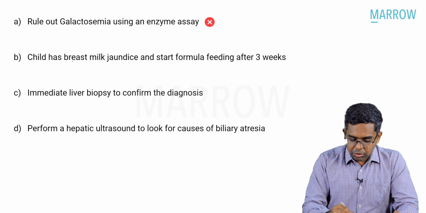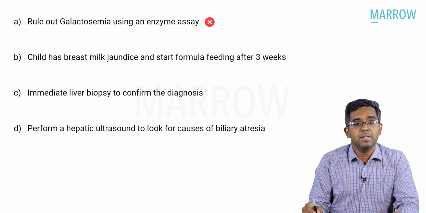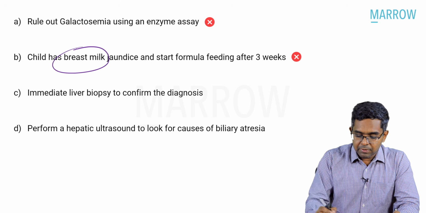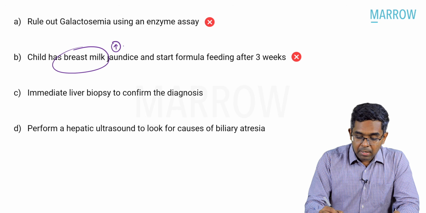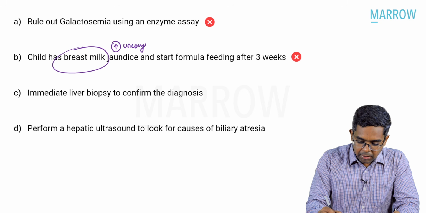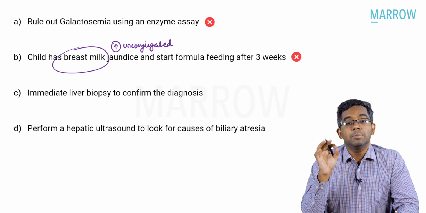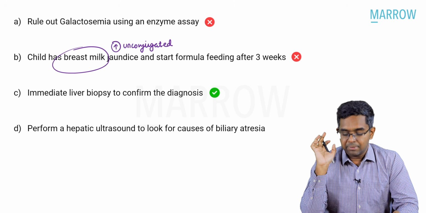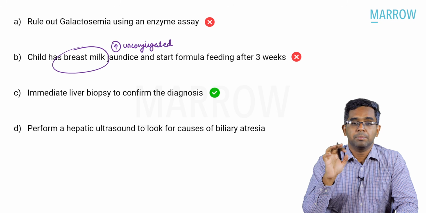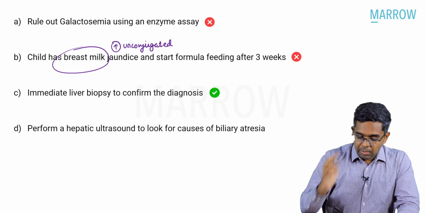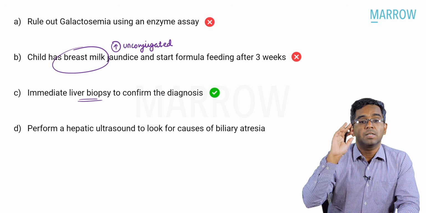Option B, the child has breast milk jaundice and start formula feeding after 3 weeks. It's an outright wrong option. Why? Breast milk jaundice, first of all, will be characterized by increased unconjugated bilirubin and not conjugated bilirubin. So that is automatically out in this question. Okay, fine. Then immediate liver biopsy to confirm diagnosis. That is our next best step. Once the HIDA scan is telling you suspicion of extrahepatic biliary atresia, we need to do liver biopsy only, which will confirm our diagnosis.